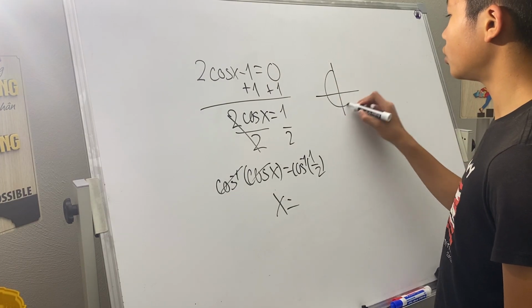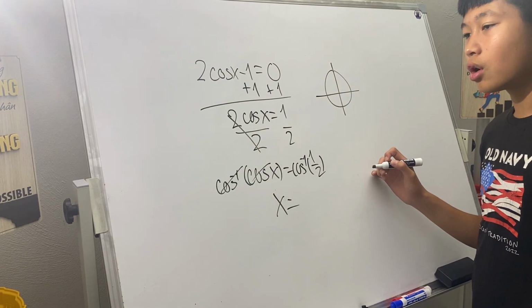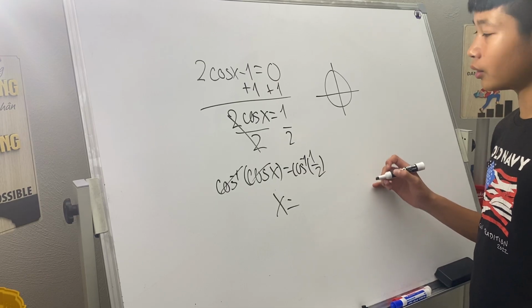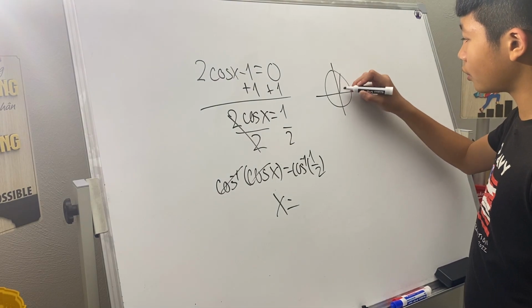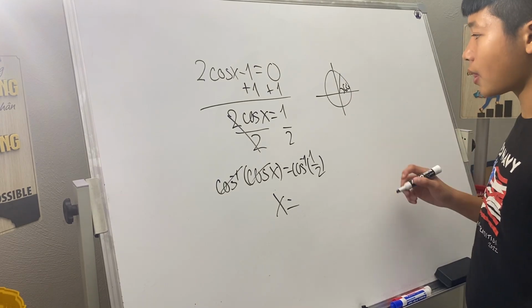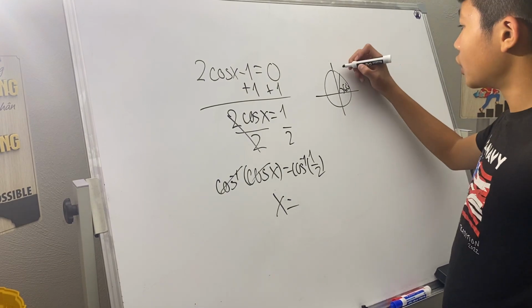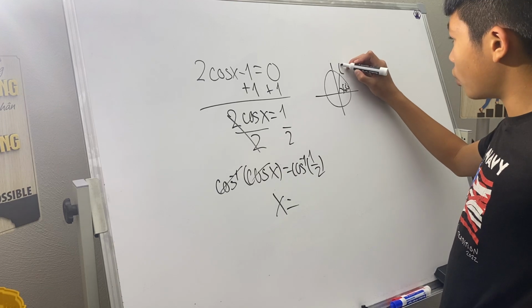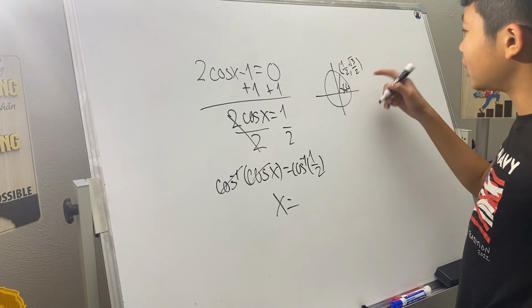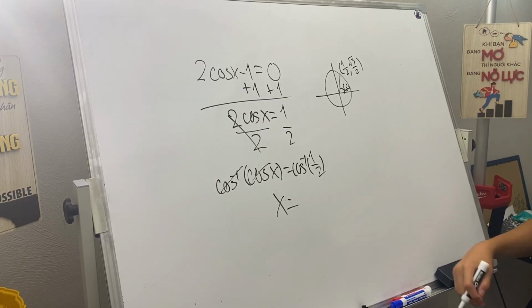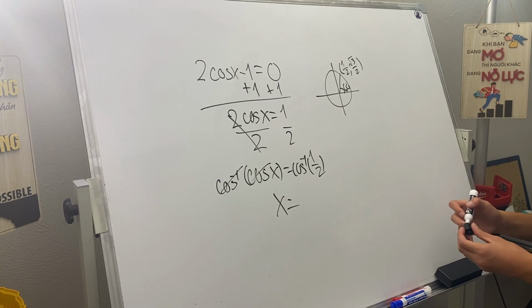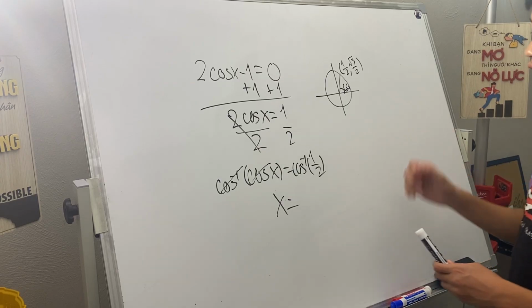Draw a unit circle. It's located at 60 degrees. So this is 60 degrees, so pi over 3. So it's going to be 1/2, then root 3 over 2. This is the sine answer on the y. So this is equal to pi over 3.